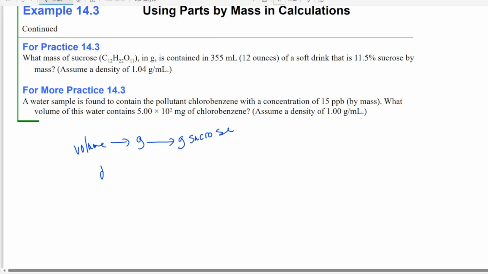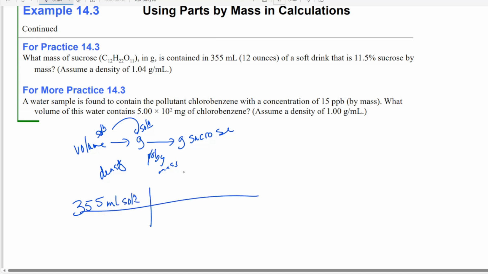So with the density, we'll go from volume of solution to grams of solution. Alright, and from the percent by mass, we'll go from grams of solution to grams of sucrose. So let's go ahead and get started. We're told that this solution is 355 milliliters.